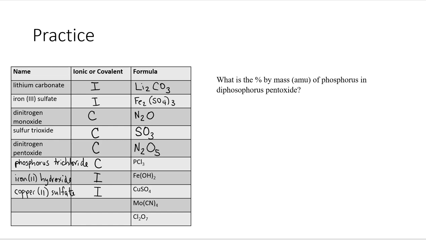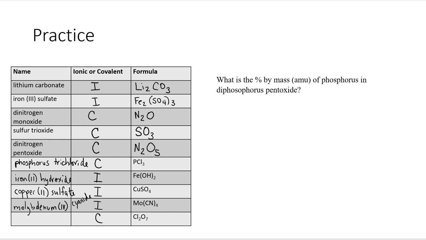Mo(CN)4, molybdenum is a metal. Cyanide is a polyatomic ion. This is an ionic compound. Cyanide has a -1 charge. Molybdenum 4 cyanide. Sorry, I'm running out of room there. Molybdenum 4 cyanide. And last but not least, Cl2O7.